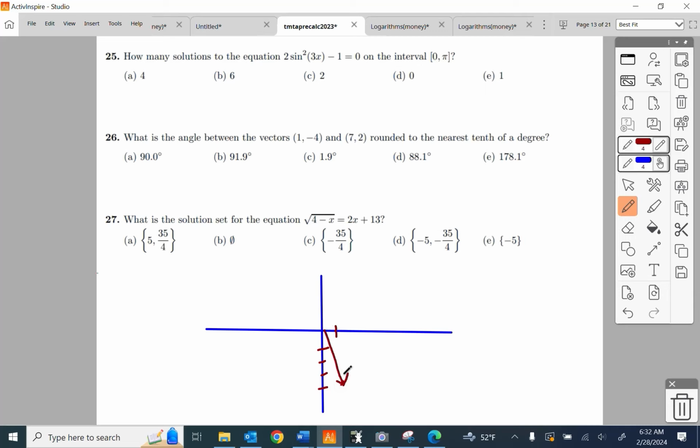And the other one's at 7, 2. That's what I did. I just connected the origin to that point. That's how you do it. 3, 4, 5, 6, 7, 2. And that's at 7, 2. And they want to know what this angle is right here. That's what they want to know.